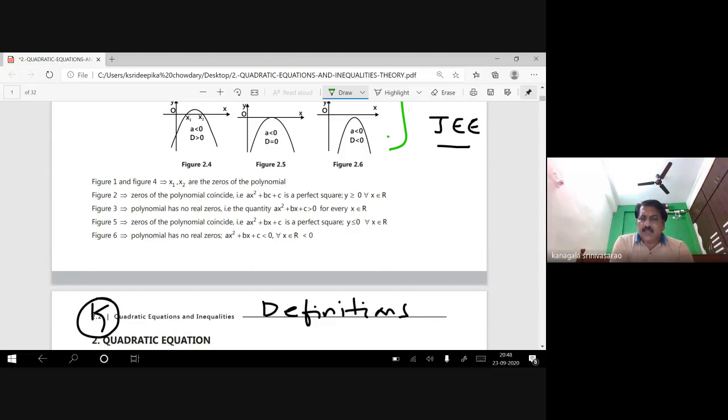If the power is 3, there will be three roots, maybe real, maybe complex numbers. If the power is 4, there are four roots, maybe real or complex numbers. So these things I will clarify later.